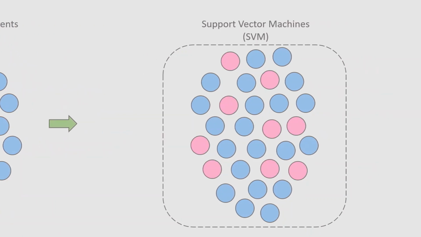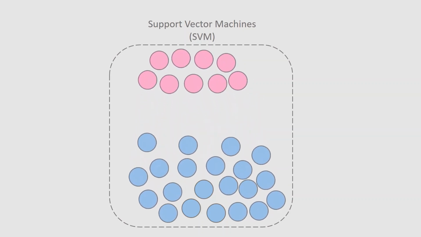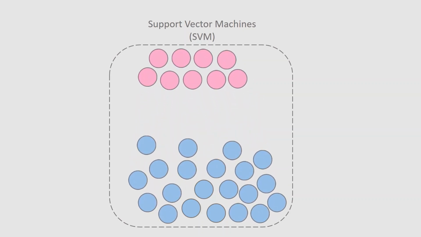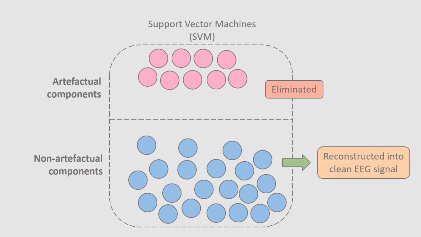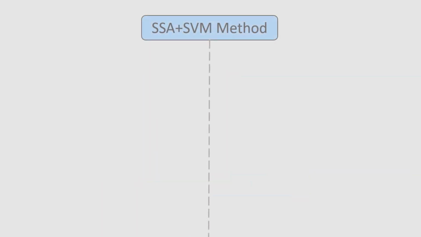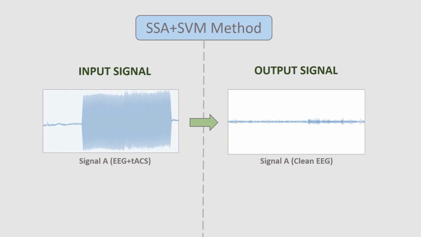The components will be labeled accordingly, separating them into 2 different classes. The artifactual components will be eliminated. The non-artifactual ones are reconstructed to produce a clean EEG signal, which is free from artifacts. In the end, the whole process will produce a clean EEG output signal without any large stimulation artifacts.